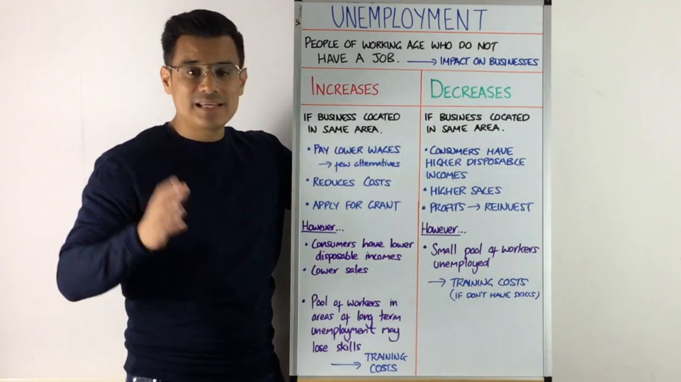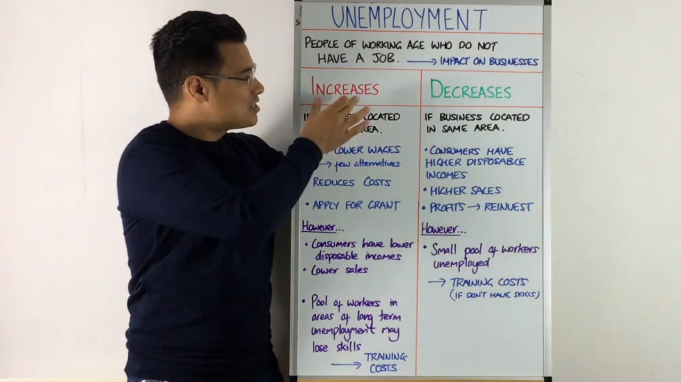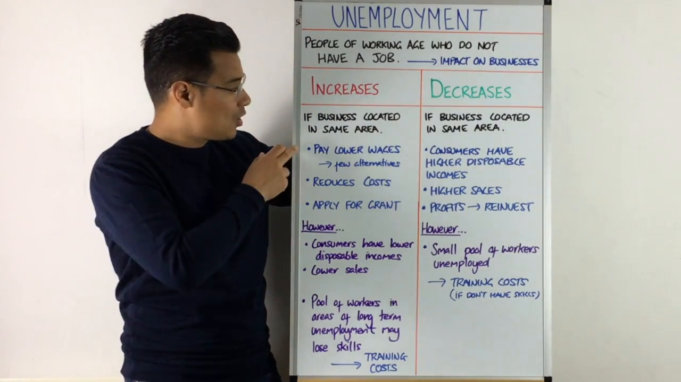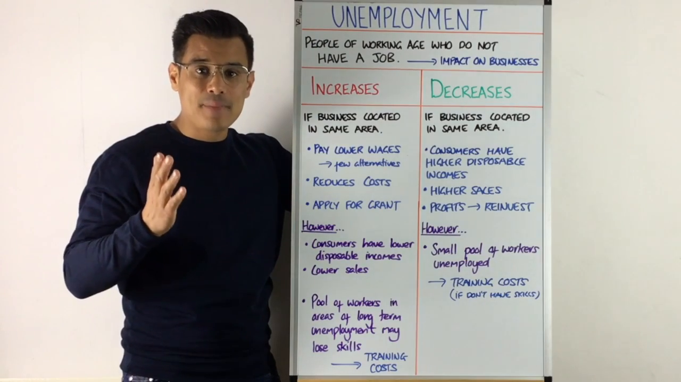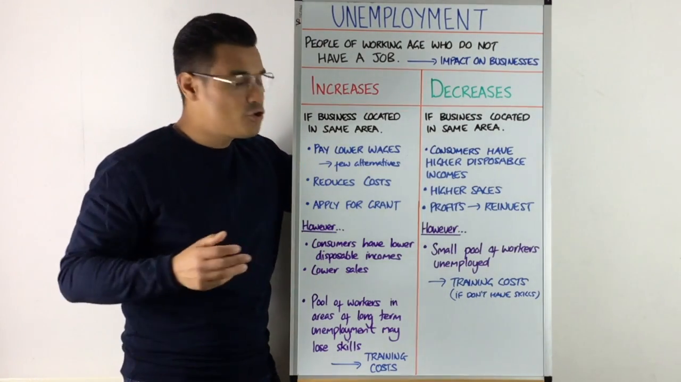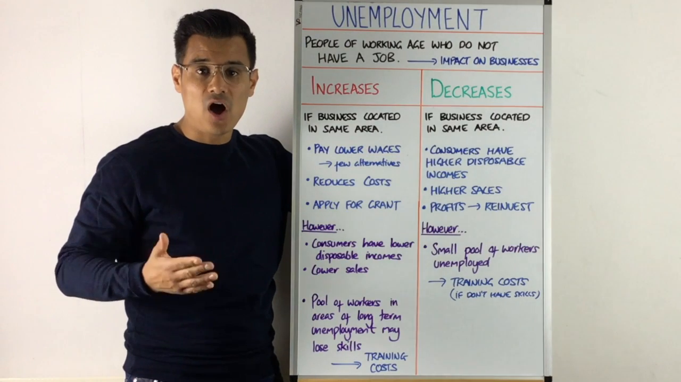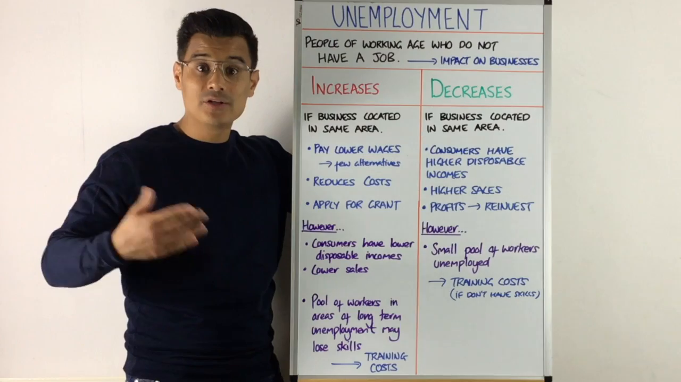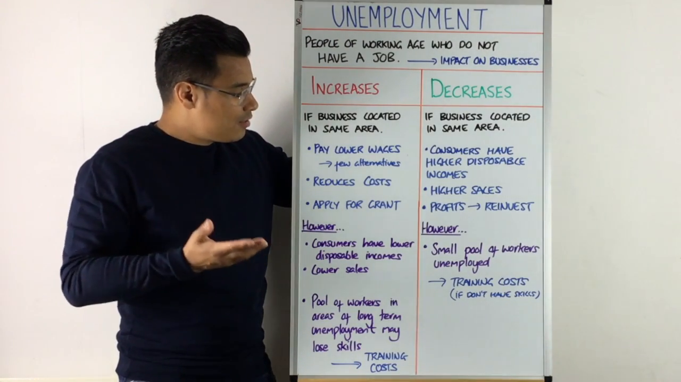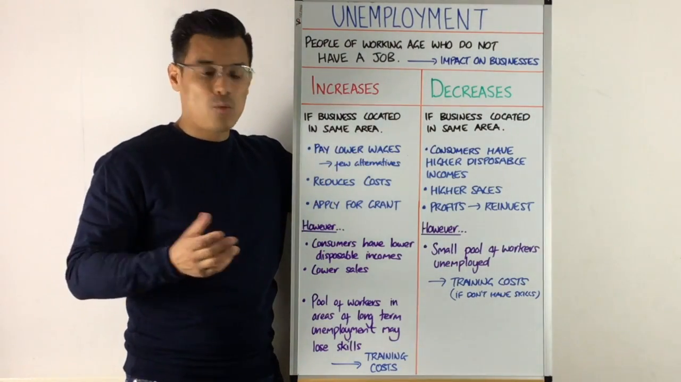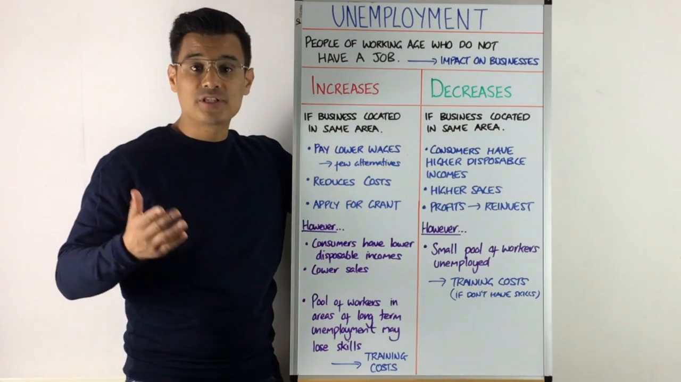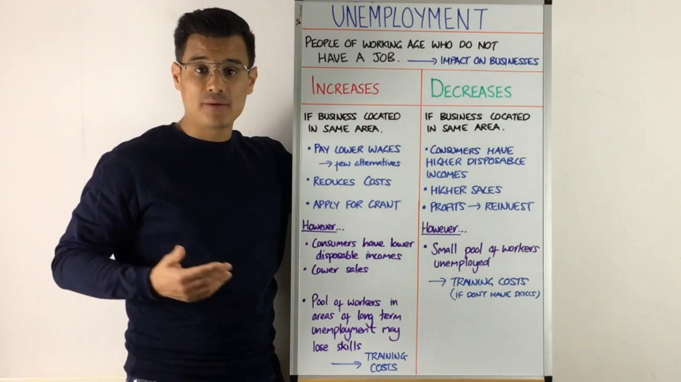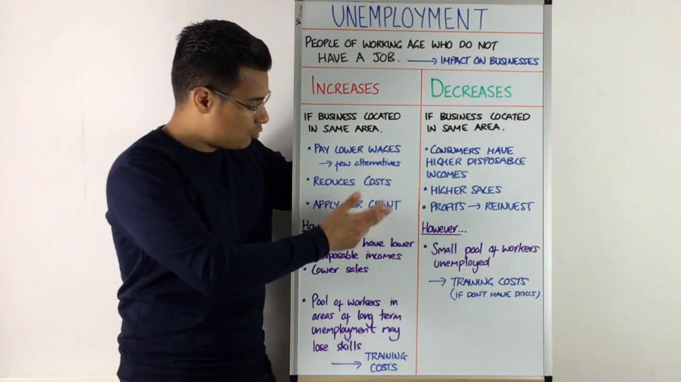So if the business is located in the same area where there's been an increase in unemployment, so more people are out of a job, well, it might mean that they can pay lower wages because there are few alternatives in the area of high unemployment for workers who do not have a job to get a job. Therefore, if they can lower their wages, they might be able to reduce their costs. Also, if you're in an area of extreme high unemployment, you may be able to apply for a regional grant.